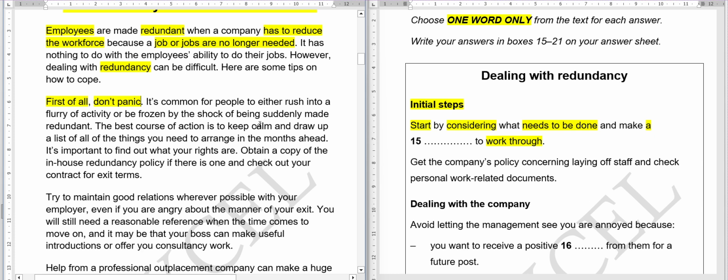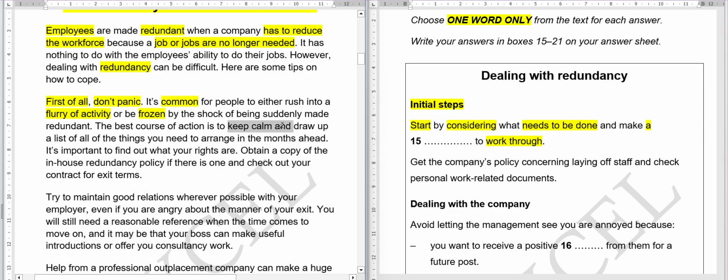It's common for people to either rush into a flurry of activity or be frozen by the shock of being suddenly made redundant. Either they start to do a lot of things, or they are so shocked they get frozen. Okay, the best course of action is to keep calm.